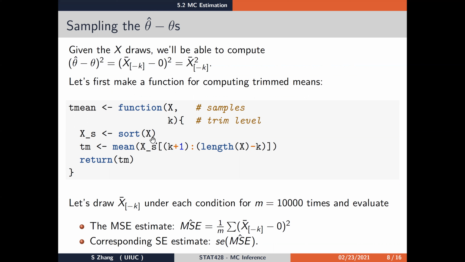So here, the first line of code, xs, denoting x sorted, will be the sort function applied to x. So what this sort function does is it will return a vector where x is sorted from the lowest to the largest. And then let's calculate the mean of the middle entries. So the entries of xs from the k plus 1 entry to length x, which is n minus k entry. And then we will return this mean of the middle entries.